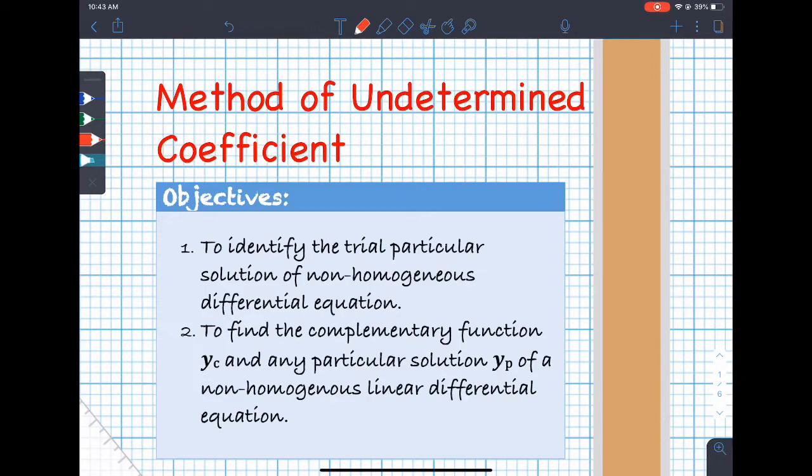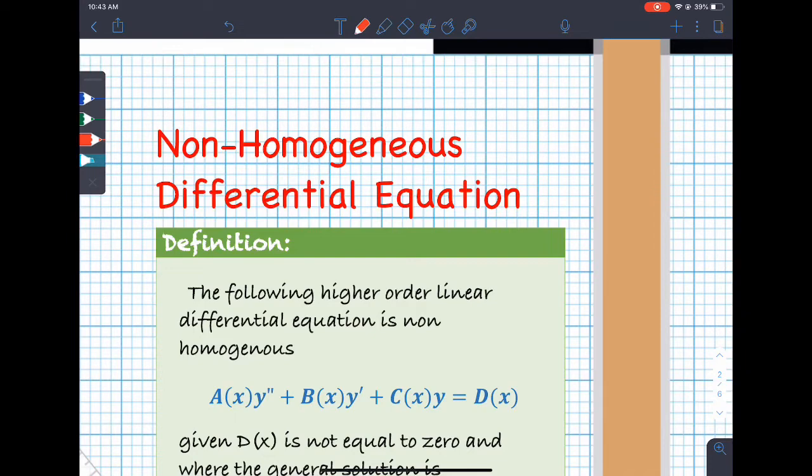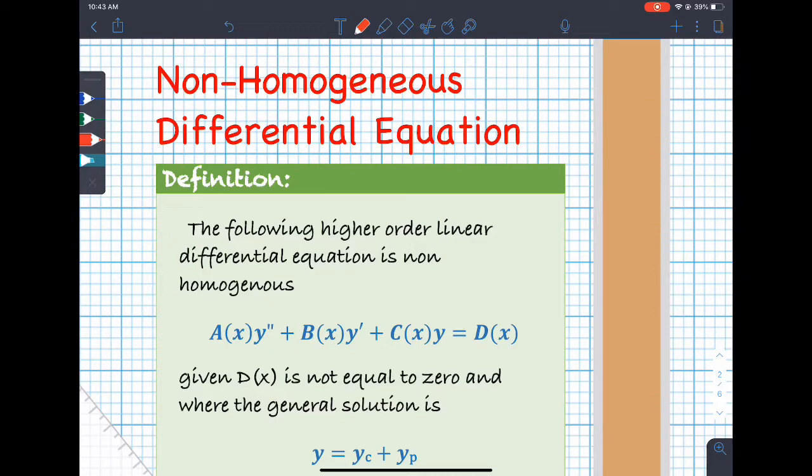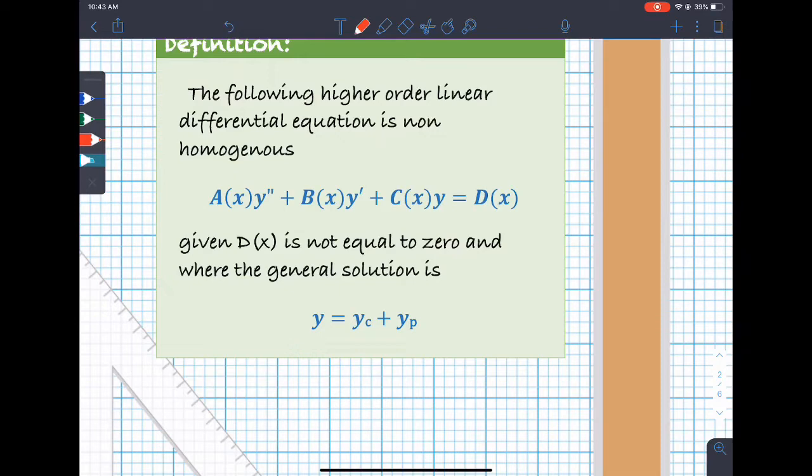So to start with, let's go back to the definition of a non-homogeneous differential equation. A higher order linear differential equation is said to be non-homogeneous if a(x)y'' + b(x)y' + c(x)y = g(x), wherein g(x) is not equal to 0. This is the only difference between non-homogeneous and homogeneous: the presence of the g(x), which is not equal to 0. The solution of a non-homogeneous differential equation is a combination of the complementary function plus the particular function.